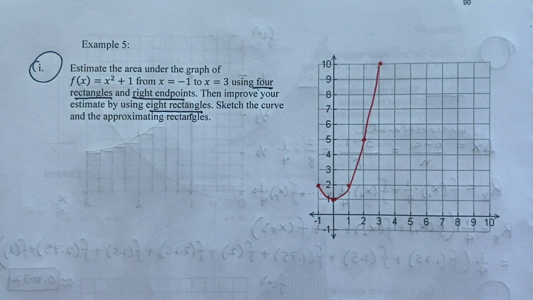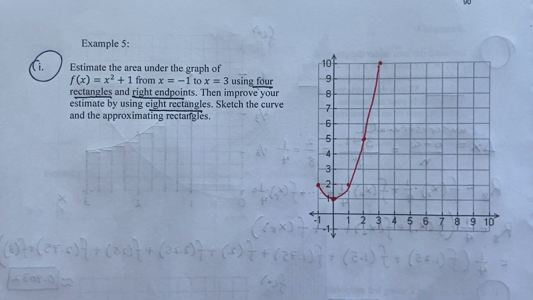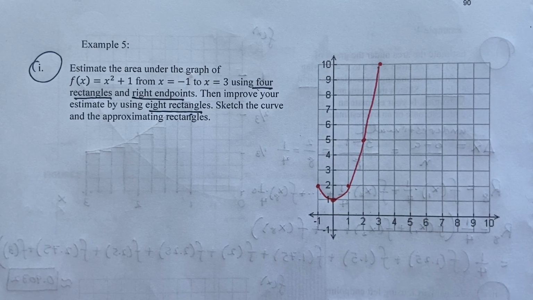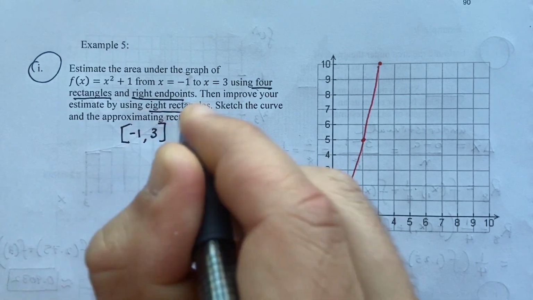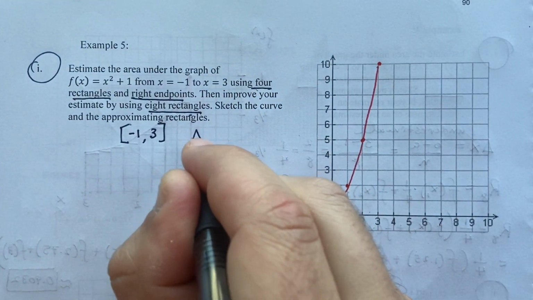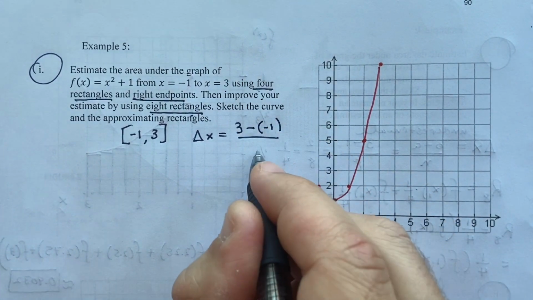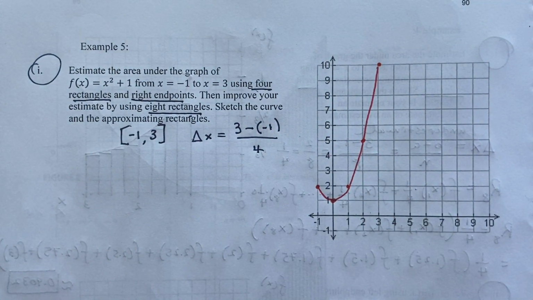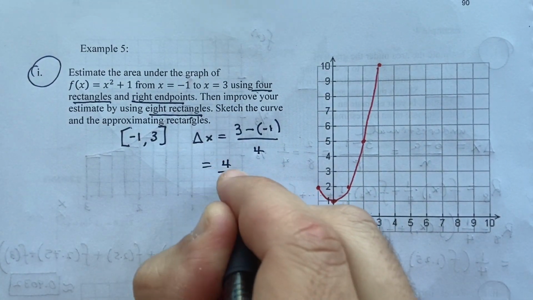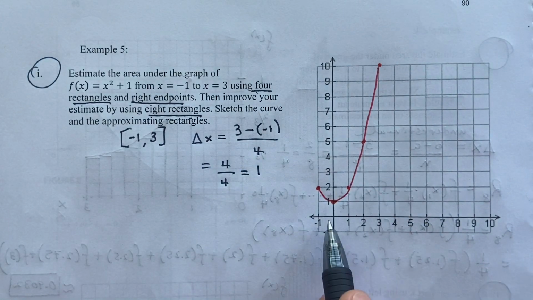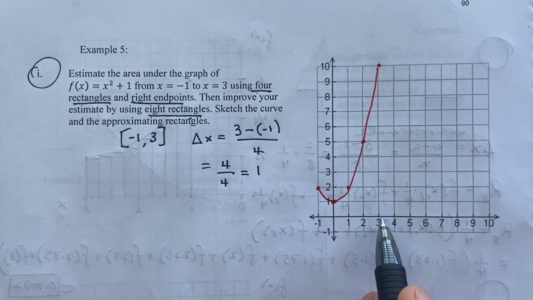It says to use 4 rectangles, so I'll have 1, 2, 3, 4. To figure out where to go, my a is -1 and my b is 3. So delta x will be 3 minus -1, over 4 rectangles in this case. So delta x is 4 over 4, in other words 1. So I'm going to go 1, 2, 3, 4, like that.